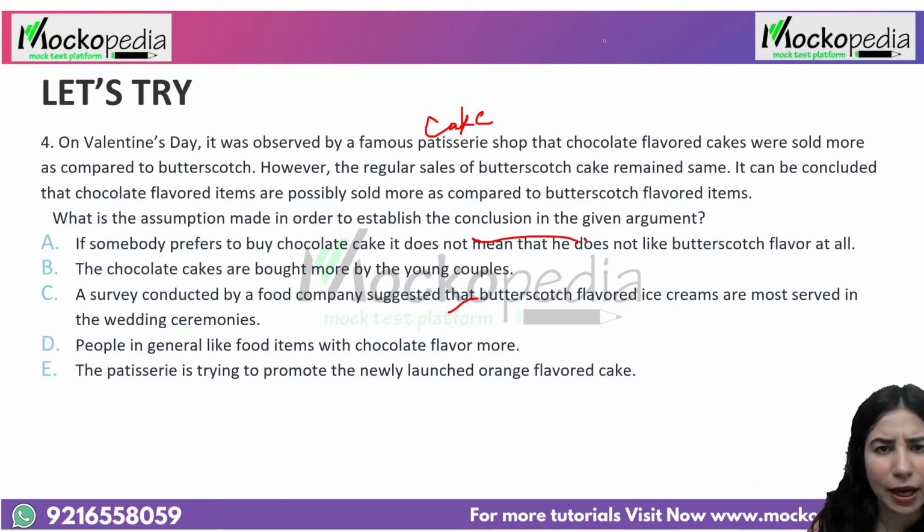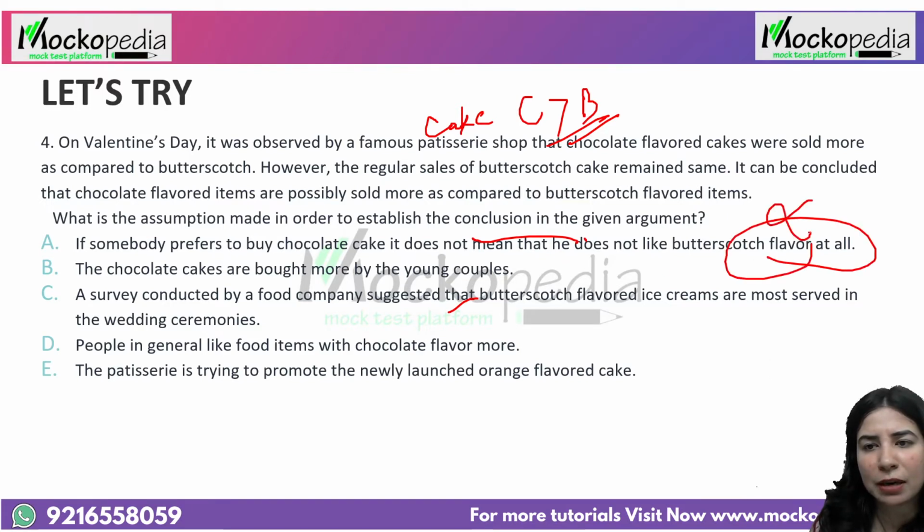Butterscotch का भी sale हुआ था, right? But chocolate flavor was sold more as compared to butterscotch. तो हम क्या कह सकते हैं कि भाई chocolate flavor की sale ज़्यादा थी. तो let's see how can we reach to the right assumption. If somebody prefers to buy chocolate cake, it does not mean that it does not like butterscotch flavor at all. Extreme answer है, eliminate कर दो.